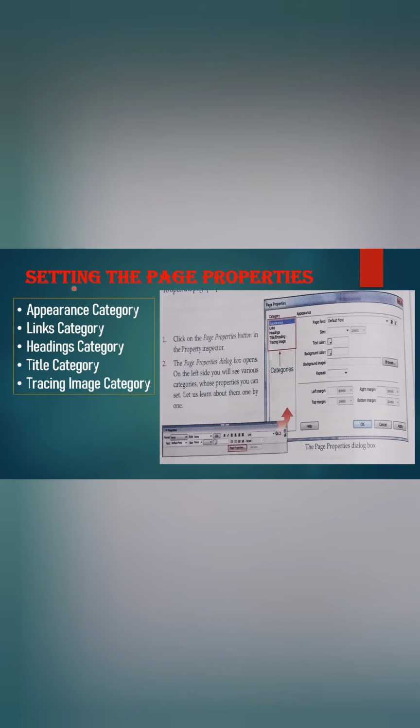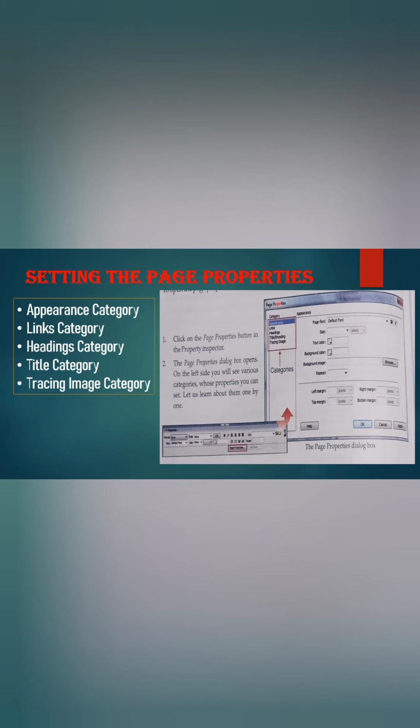So children, today we are going to learn setting the page properties in Dreamweaver. When you open the Dreamweaver, you can see the property inspector option. In that property inspector, you can see the page properties button. This is the page properties button. You have to click on the page properties button in the property inspector for setting the page properties. If you click on this page properties option, a dialog box will open like this. This is the page properties dialog box.